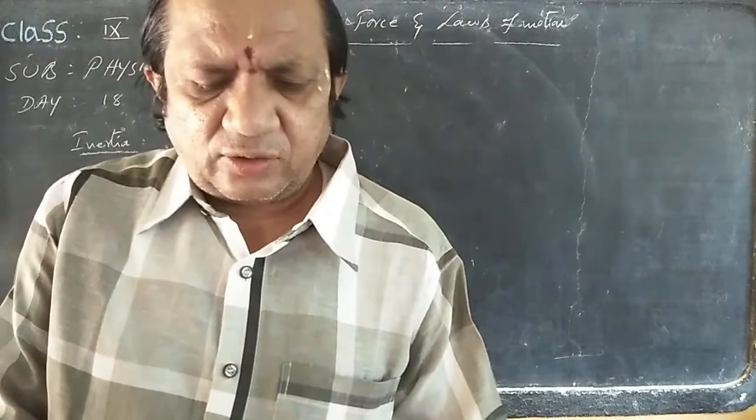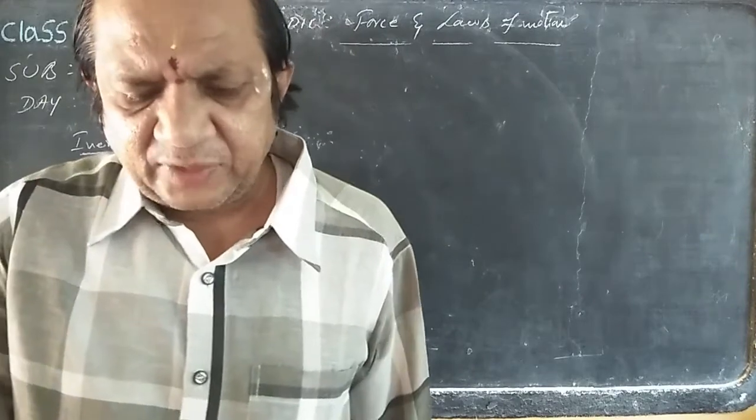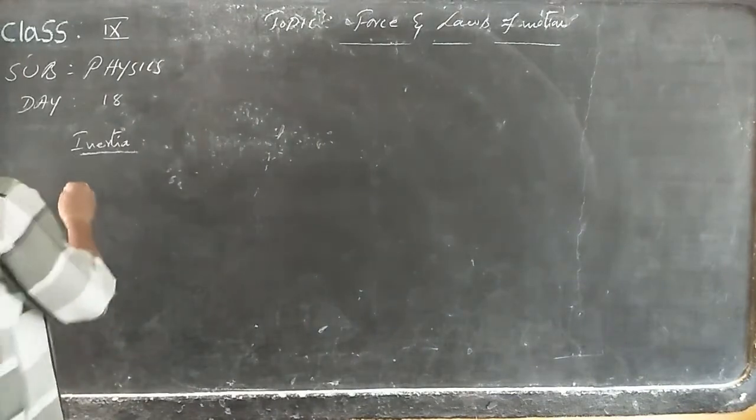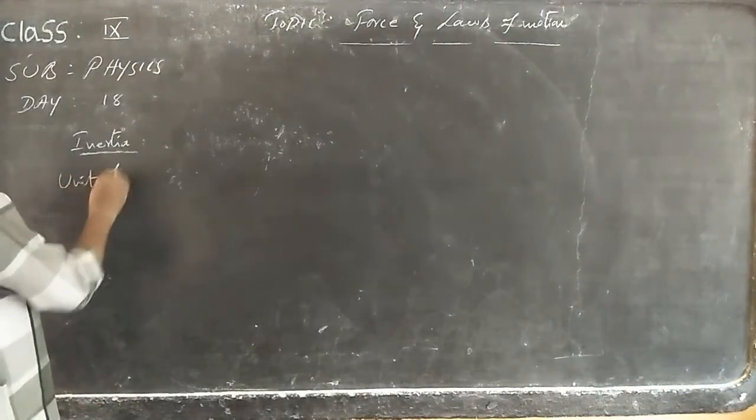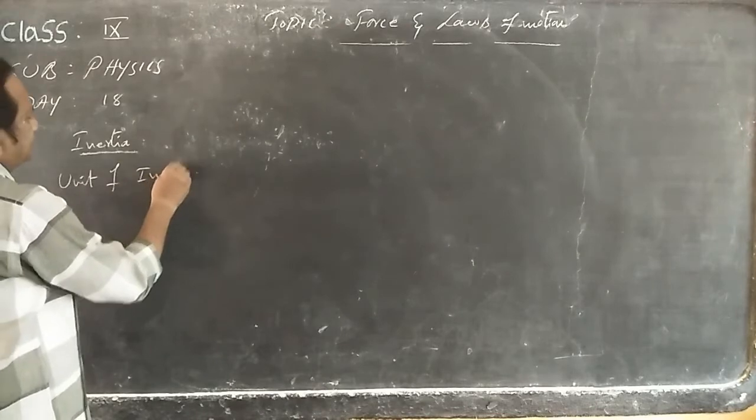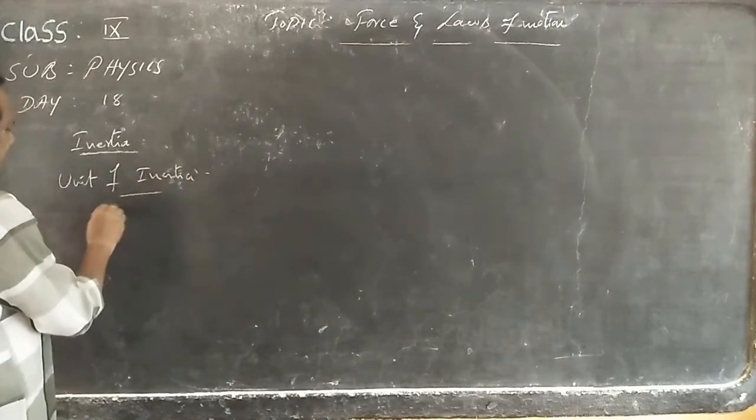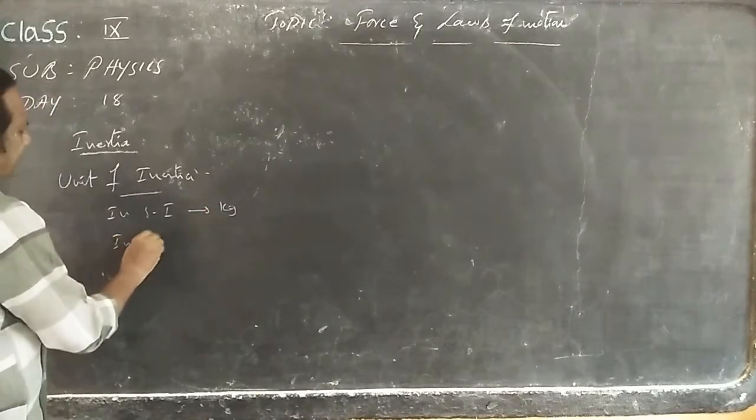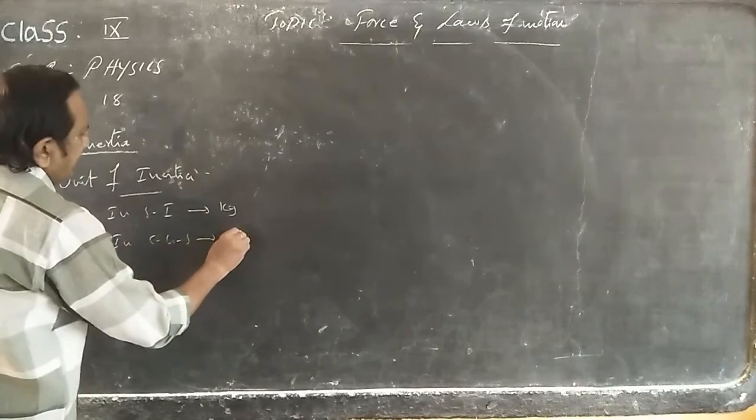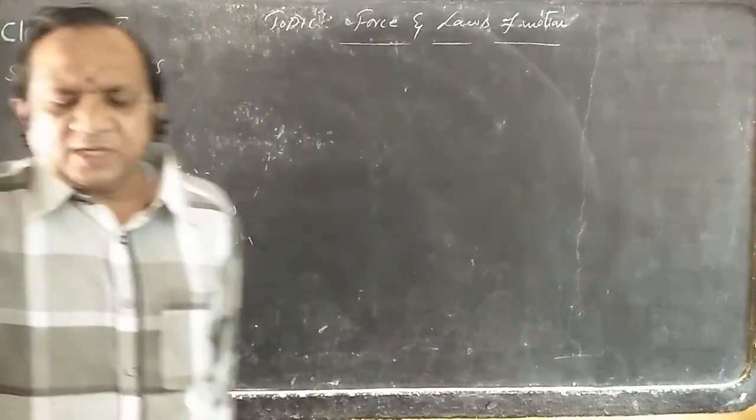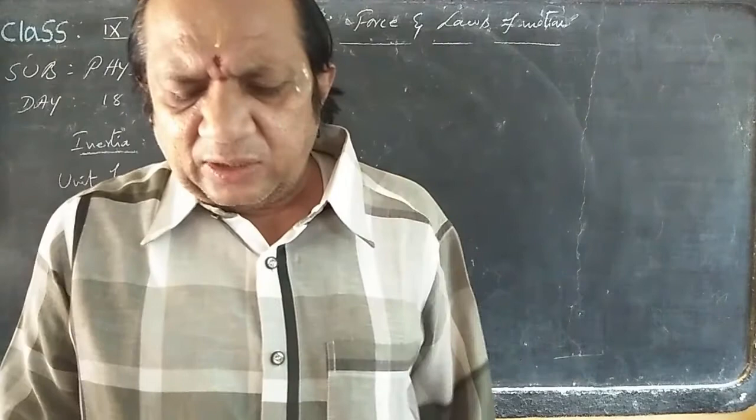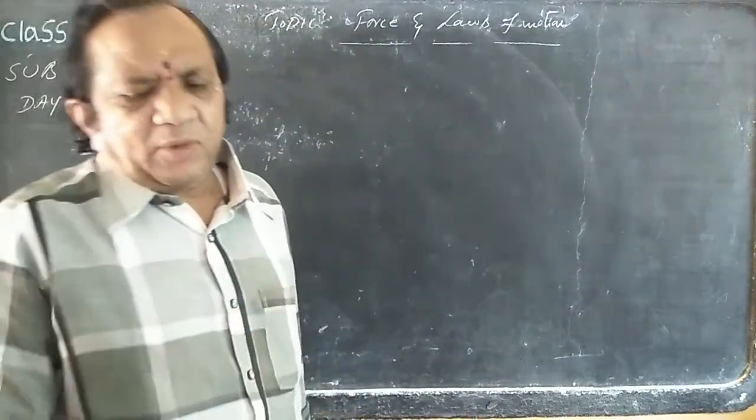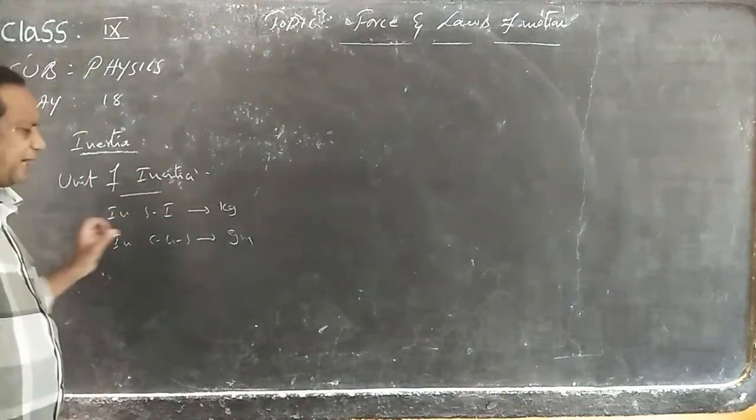Now, what is the unit of inertia? In the SI system, it is measured in kilograms. In the CGS system it is gram, and in the MKS system it is kilograms, so we have to consider that. Here it depends upon the mass. That's why we can use the unit kilogram or gram.